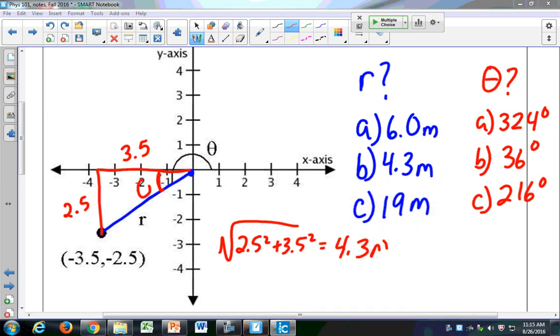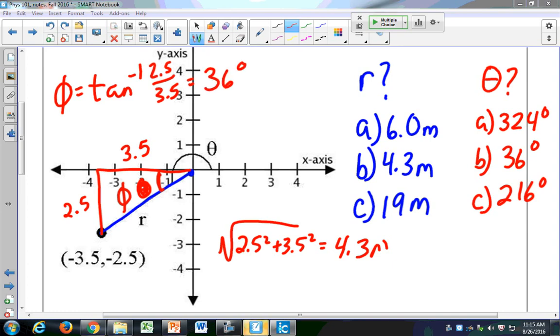You could also figure out what this angle is, or I'll call it not theta, but I'll call it phi. I could say that phi is the inverse tan of opposite over adjacent, 2.5 over 3.5, and you would find that that's equal to 36 degrees. And then to find theta, you would say theta is 180 plus 36, which is 216. But in this case, you don't need to really go through that, because you can just look at it and say, well, it has to be 216 because it's in the third quadrant. All right?